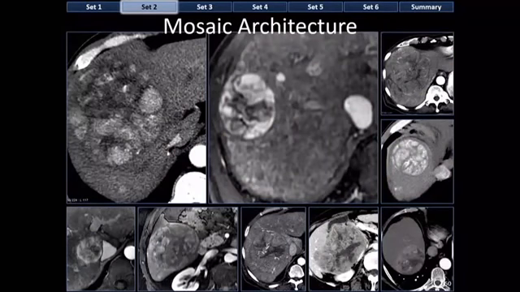I'll pause here for a second to allow you to go over all of these examples of mosaic enhancement, commit these patterns to memory, and the next time you see a mosaic mass in the setting of cirrhosis, you'll know it's an HCC, but even in someone who doesn't have cirrhosis, you can strongly suspect HCC.